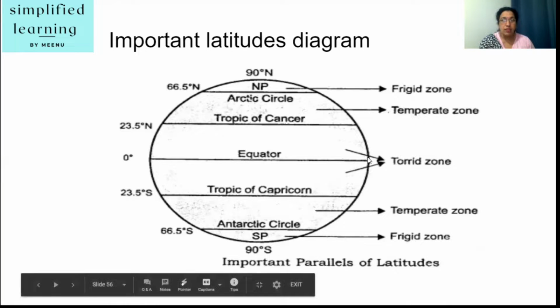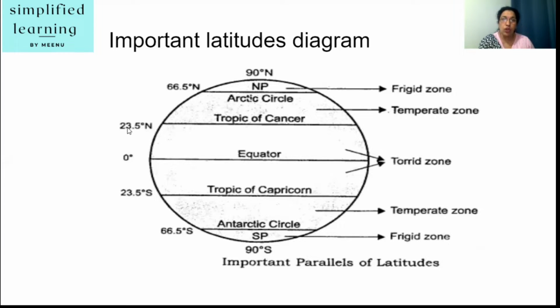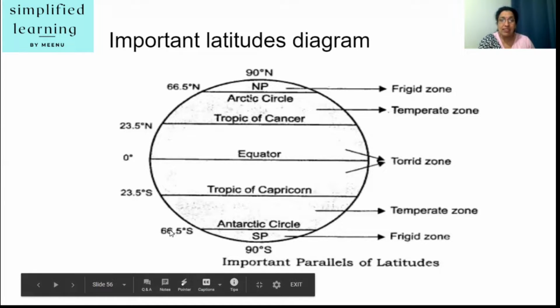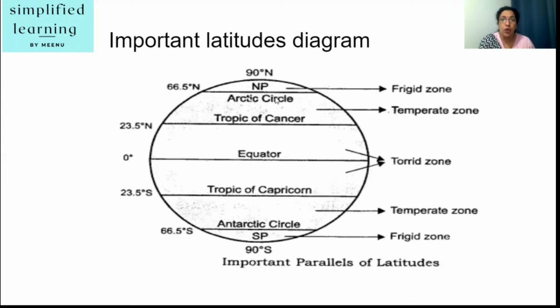So you can look here. This is the equator. This is the Tropic of Cancer, 23.5 degree north. Tropic of Capricorn, 23.5 degrees south. It is in the southern hemisphere. Similarly, we have other important latitudes, that is the Arctic Circle, at 66.5 degree north in the northern hemisphere, and we have the Antarctic Circle, which is 66.5 degrees south in the southern hemisphere. Clear? So these are our important lines of latitude. Now, why are they important? Because they divide the Earth into different heat zones. We will talk about that later.